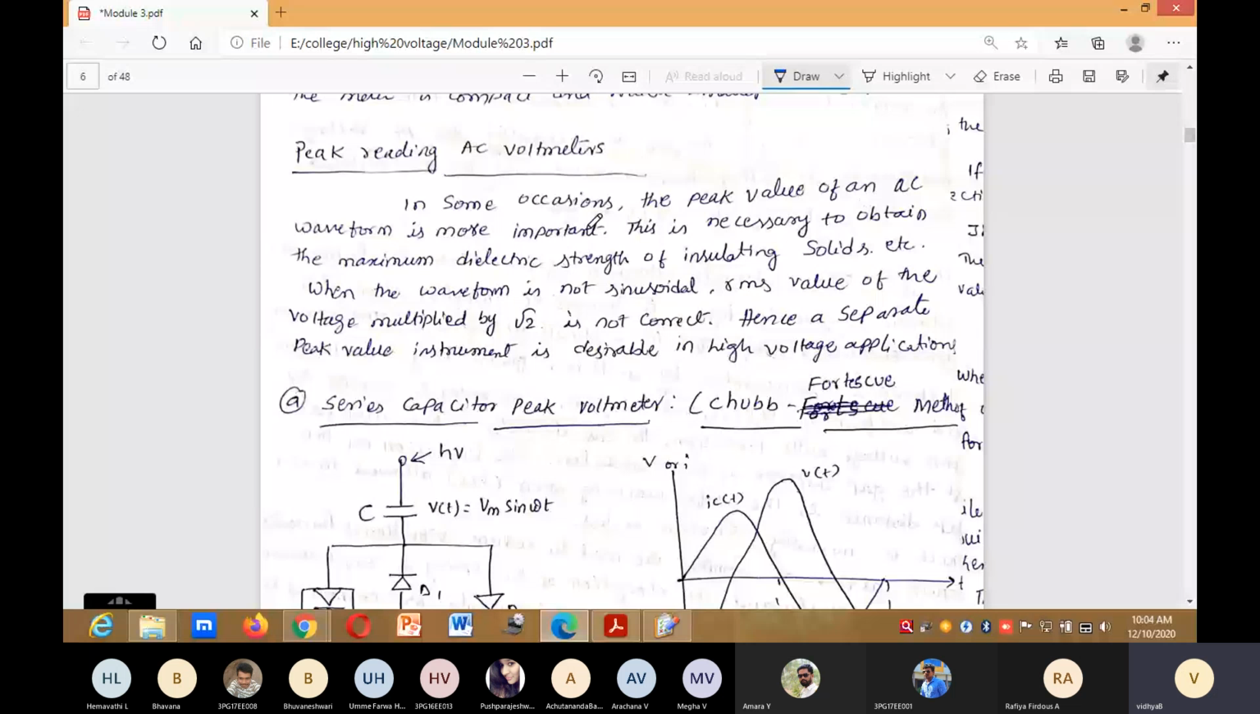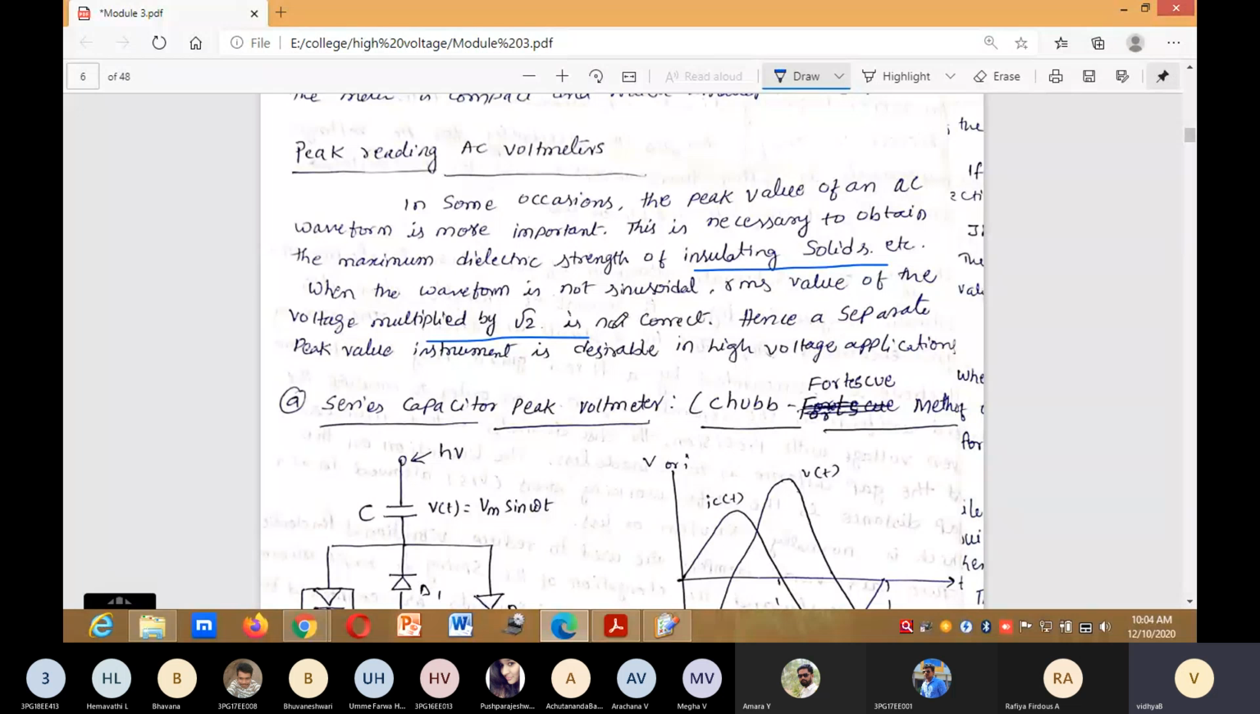If you take any example, in electronic devices also, the peak value of an AC waveform is more important, for example to obtain the maximum dielectric strength of insulating solids. If the waveform is not sinusoidal, then multiplying the RMS value of the voltage by the square root of 2 is not correct. Hence a separate peak value instrument is desirable in high voltage applications.